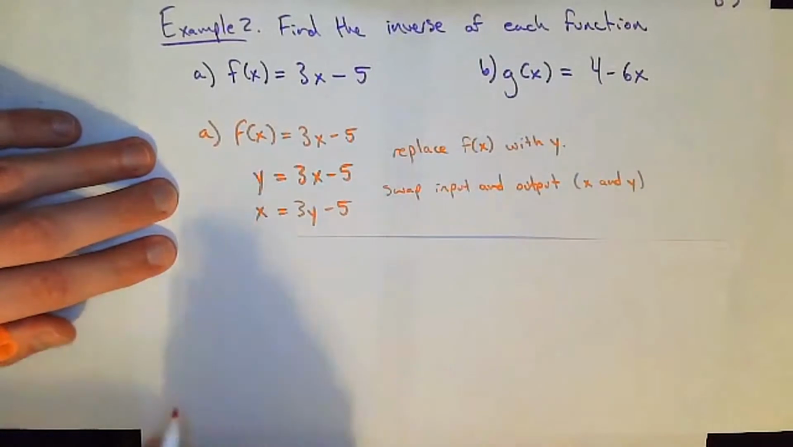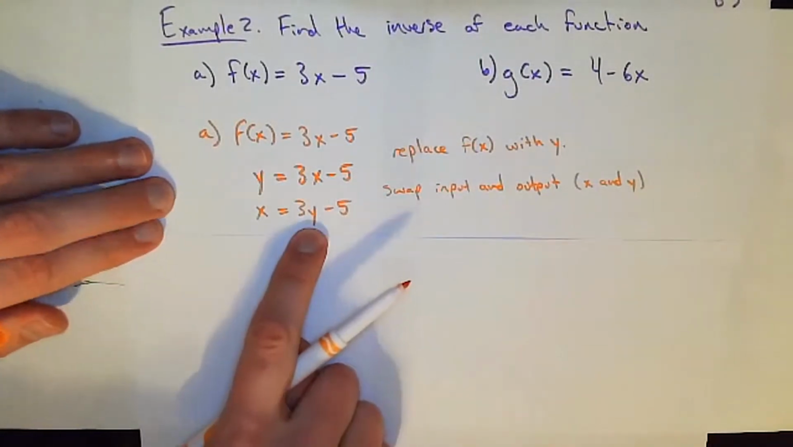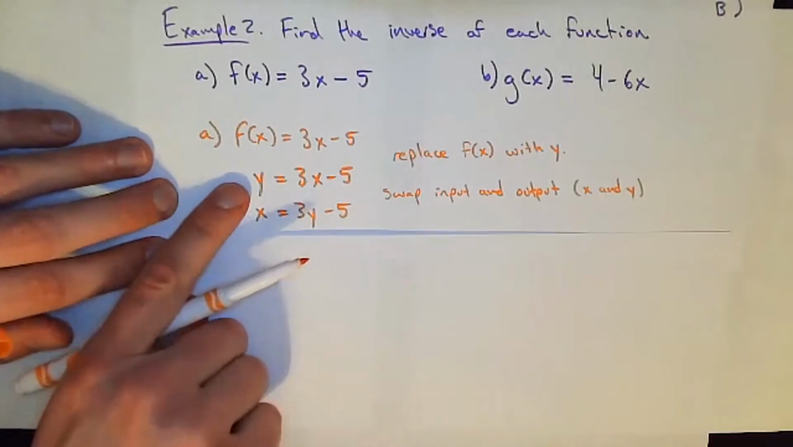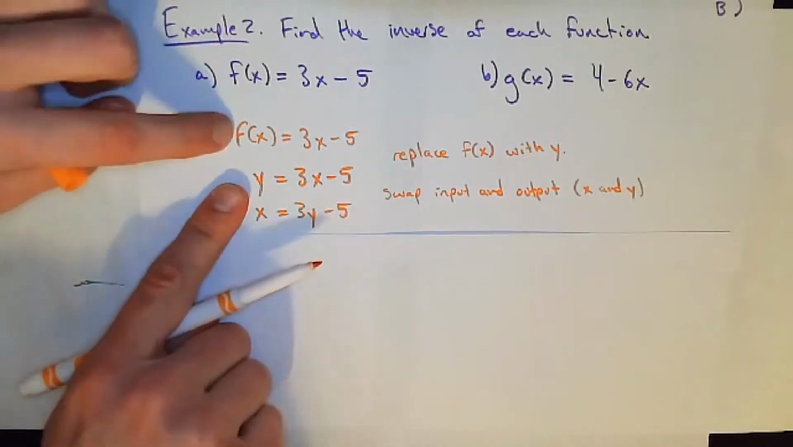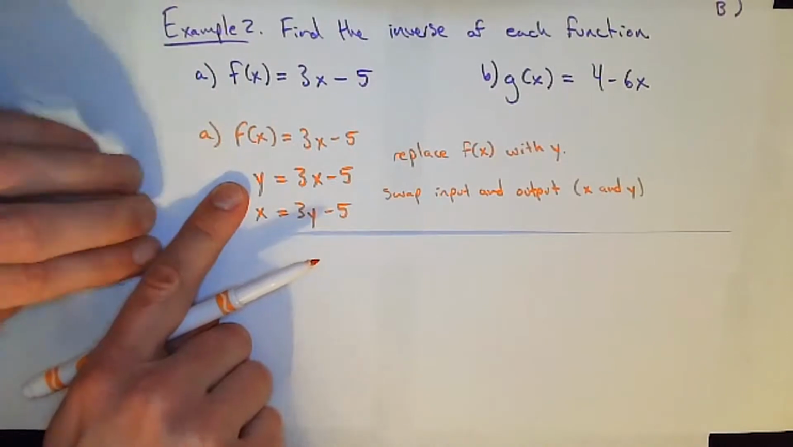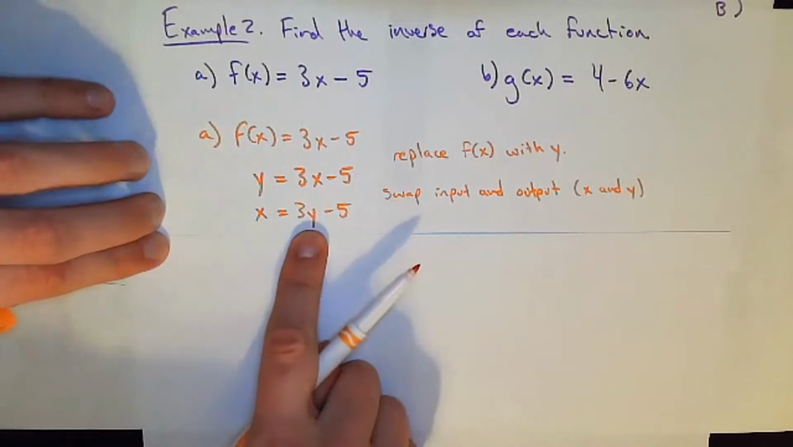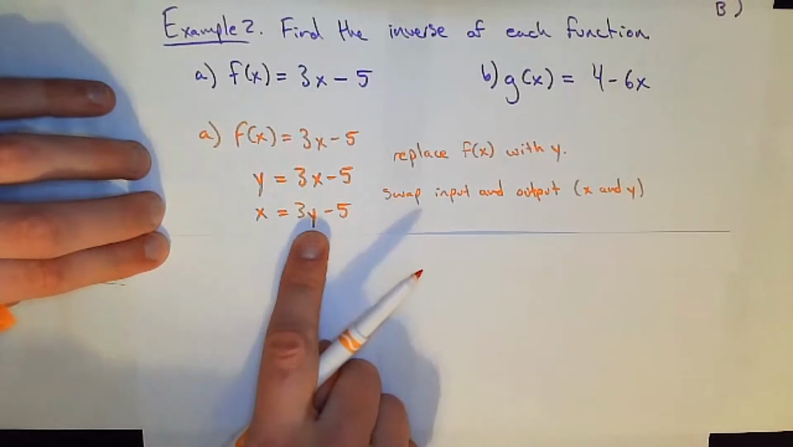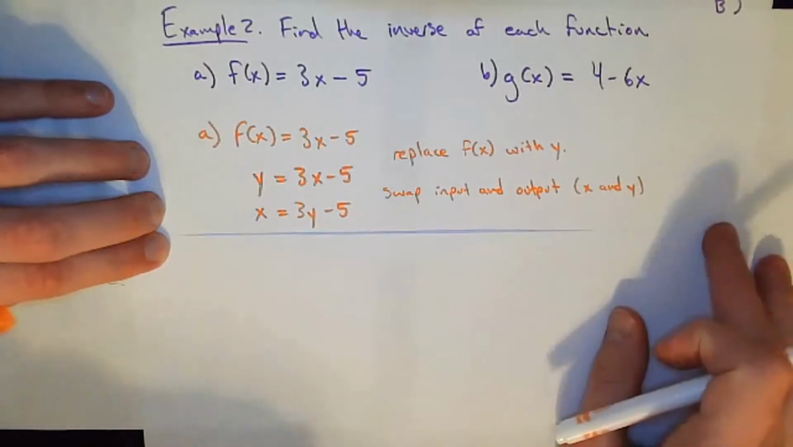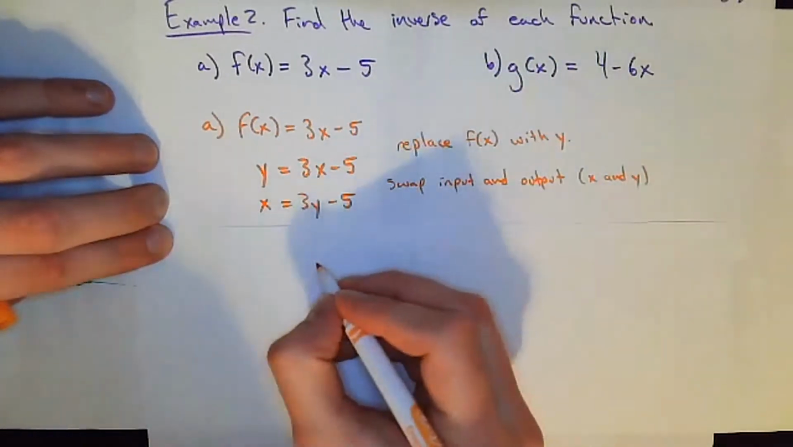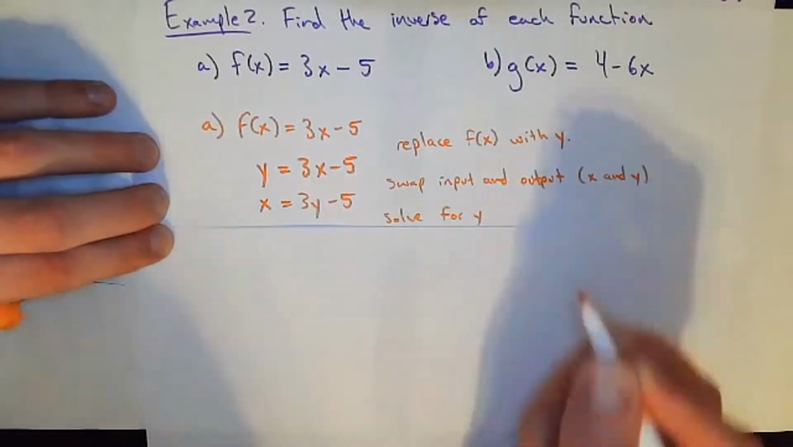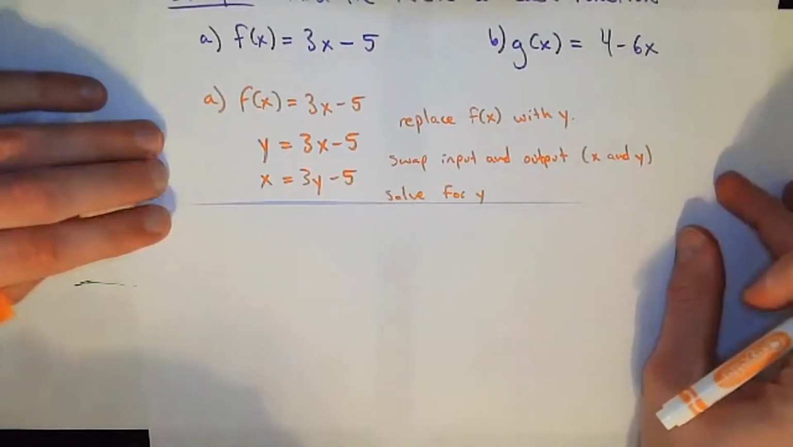Okay. In my next step, now this y is different than this y, right? This y represents the outputs for my original function. But now they've swapped, and now I'm letting this y represent the outputs for my inverse function. So what I want to do now is solve for y. In these next few steps, I'm going to solve for y. This is where the algebra comes in.